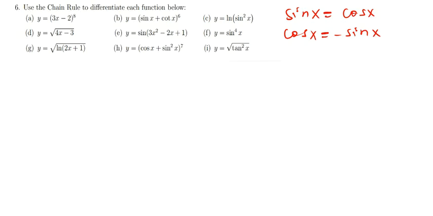Now let's go to tan. What is the derivative of tan x? The derivative of tan x is equal to sec squared x. You can prove this by writing sine over cos, then using the quotient rule. Now let's go to cot. What is the derivative of cot x? The derivative of cot x is equal to negative cosec.